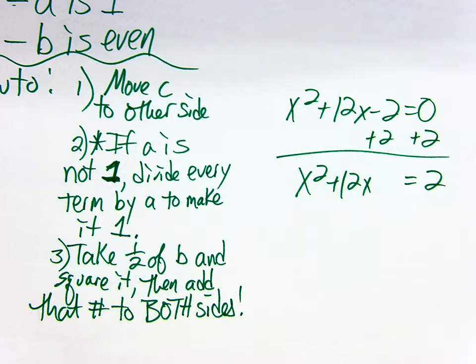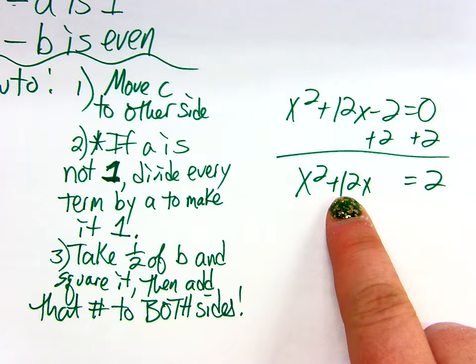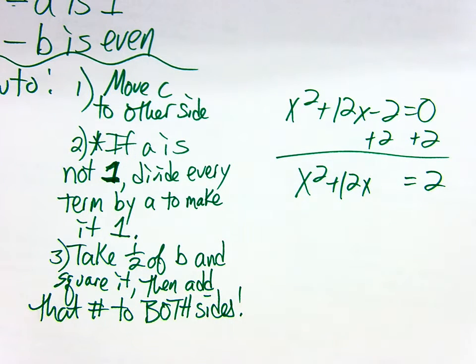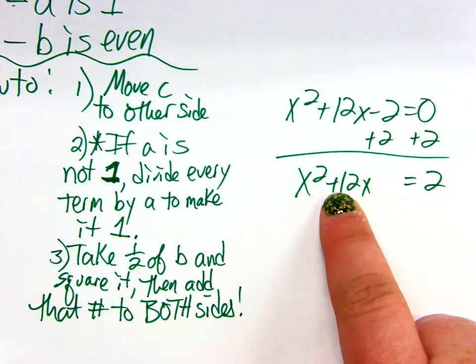So, you guys just told me that this new special number is going to be 36, right? Half of b and you square it. Now, conveniently, it doesn't matter if b is positive or negative, because when I take half of a number and then square it, whether that number is positive or negative, isn't it always going to be positive once I square it? So, when you go to do this step, you're always adding this number to both sides, no matter what the sign of that is.